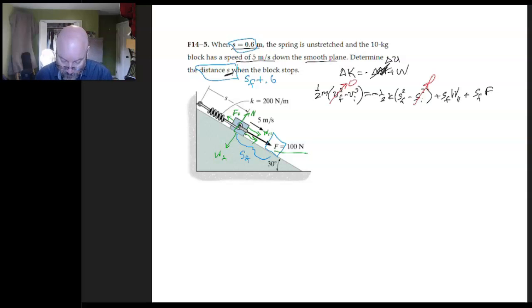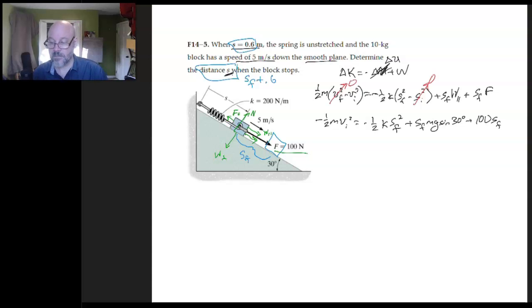All right. So we've got 1/2 m vi squared. Get your minus sign on there. Minus 1/2 k SF squared. And then plus SF mg sine of 30 degrees plus F, which is 100. So that becomes 100 SF. Okay. There we go. Let's go ahead and get our numbers on there.